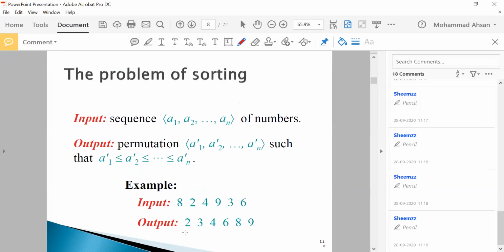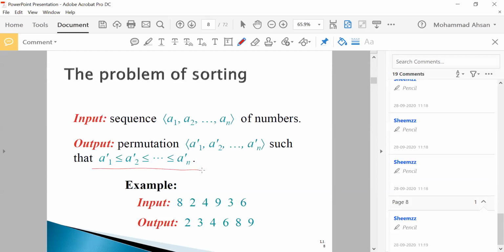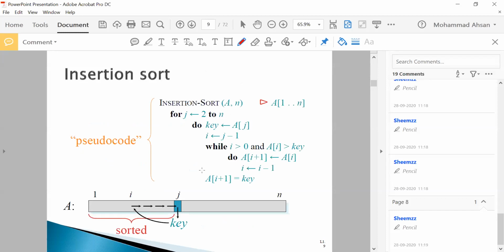Okay, now coming to the problem of sorting. Formally, what is sorting? You're given a sequence of elements or numbers, and you have to find that combination or that permutation of the values given in the sequence such that this is true. So they are in order, ascending or descending. Okay, so how do we sort?